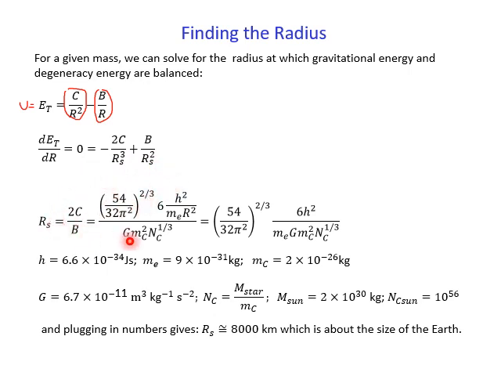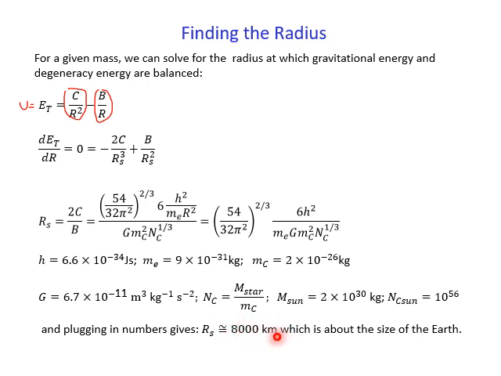We can plug all of our numbers in, and we end up with this mess over here, which are essentially all constants, except for the number of carbon nuclei in the system. So 6 times Planck constant squared divided by the mass of the electron, Newton's gravitational constant, the mass of the carbon nucleus squared, and the number of carbons in the system to the 1/3 power. Put in our numbers, and when we plug in those numbers, we get the stable radius of such a star to be about 8,000 kilometers.